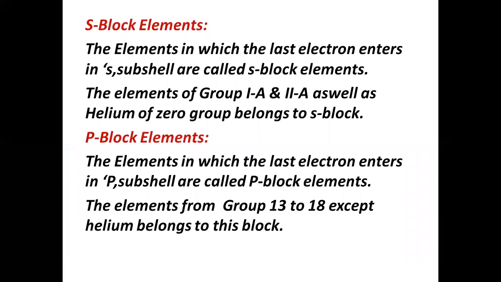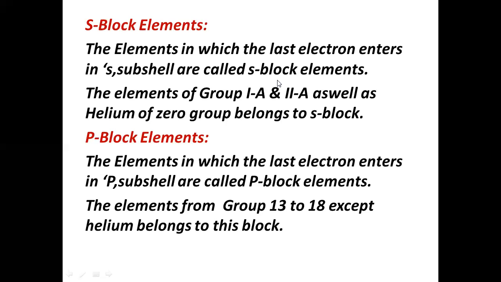The first block, as I told you, is called S block elements. Why are they called S block elements? They are called S block elements because the elements in which the last electron enters the S subshell are called S block elements, like 1s2. 1s2 means that the outermost subshell is S and it has 2 electrons. As the outermost subshell is S, they are called S block elements. The elements of group 1A and 2A, as well as helium of 0 group or 8 group, are called S block elements.